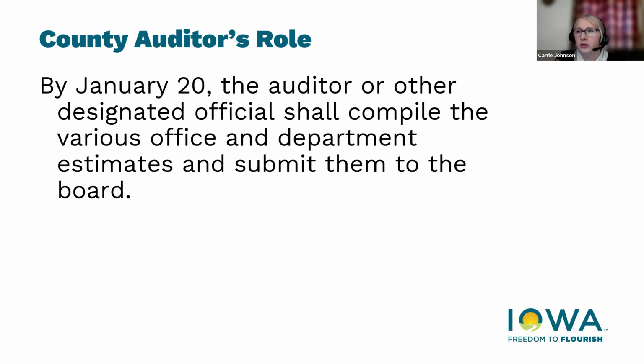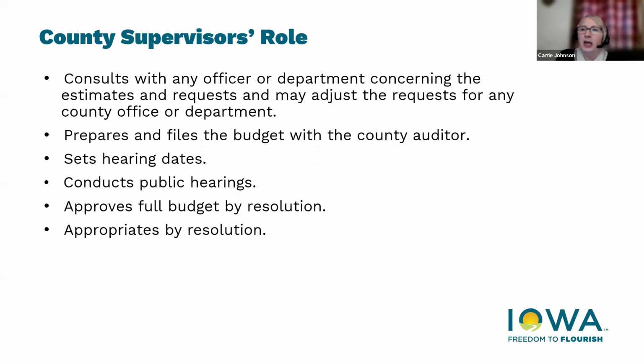And then, of course, the county auditor is the one that usually ends up, or a budget director usually ends up, compiling all that information and providing it to the Board of Supervisors. The supervisors then are going to work through the process. They're going to reach out to different departments. I know a lot of times there may be presentations that departments do to the Board of Supervisors so they can answer questions regarding their requests or their expenditures. The county supervisors are the ones that set the hearing dates and they conduct those public hearings.